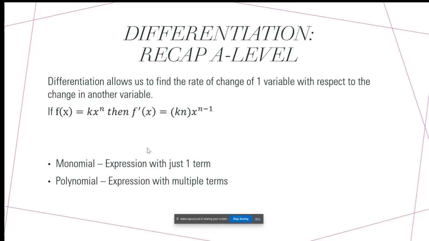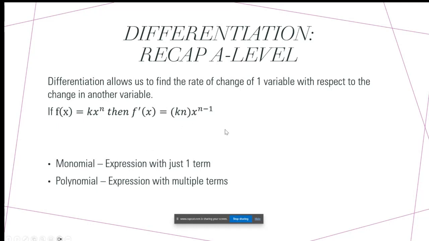f of x is equal to kx to the n, where x is the variable, the others are constants. The derivative of that would be kn x to the n minus 1. So we multiply the exponent to the coefficient, and then we decrease the exponent by 1. Other terms you should be familiar with before we continue is the term monomial, which is just an expression with one term, and more importantly, polynomial, which is an expression with multiple terms.